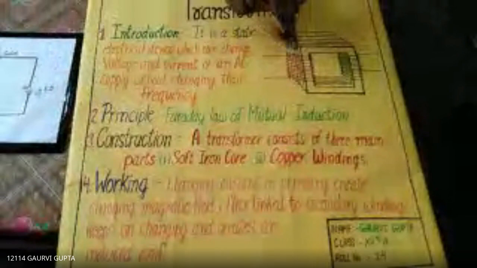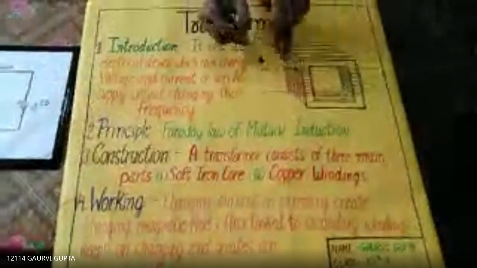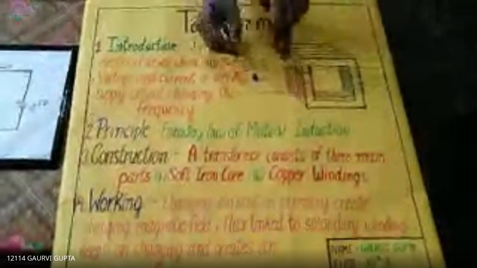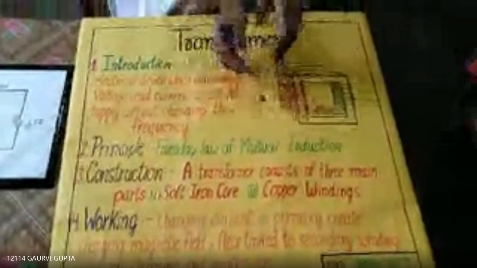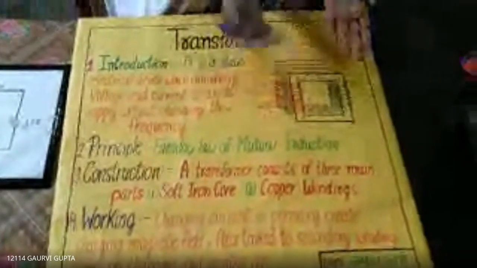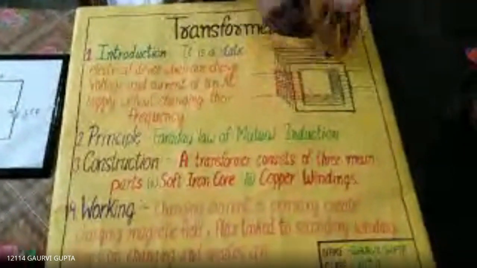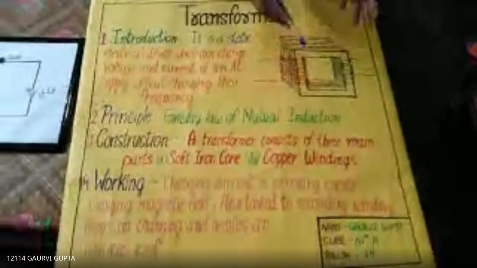So this means if I connect the AC source to the primary, the alternating current provides a change in the magnetic field in the primary, and that creates a changing flux in the secondary, and that creates a current.